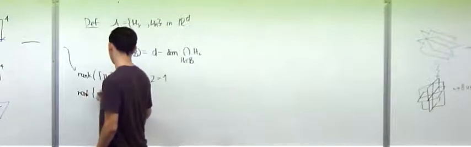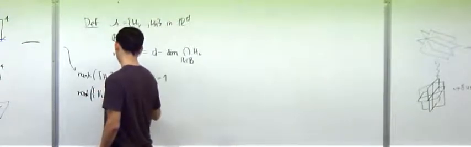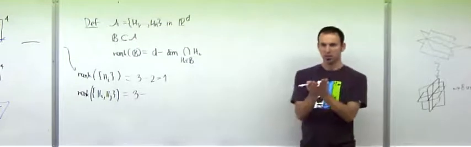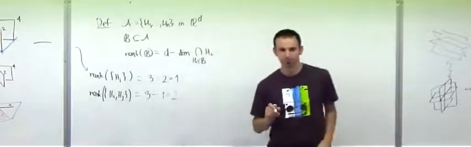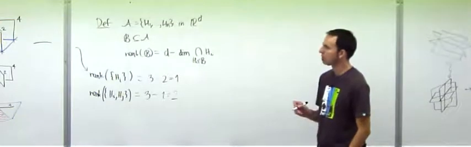Okay. What is the rank of Hi and Hj? It's 3 minus the dimension of the intersection of Hi and Hj. Now, if you look at this picture, you'll see that no matter what two hyperplanes, any two intersect in a line. So here we have 3 minus 1, which is equal to 2. Okay, so when is this going to get interesting?